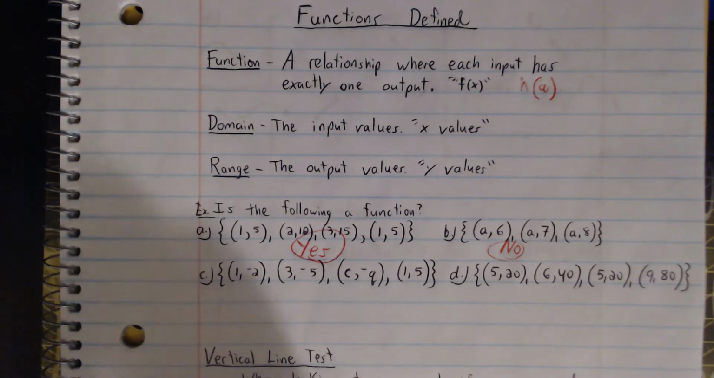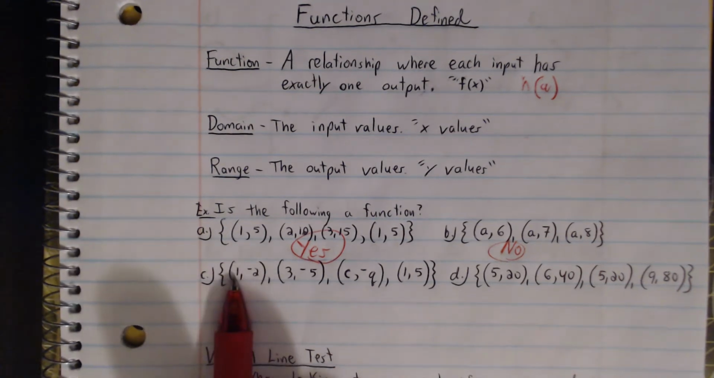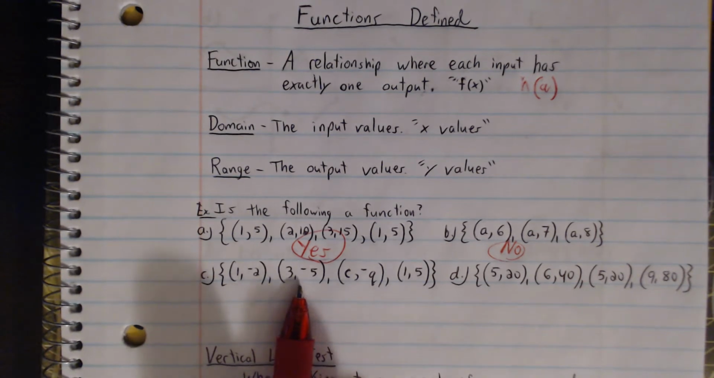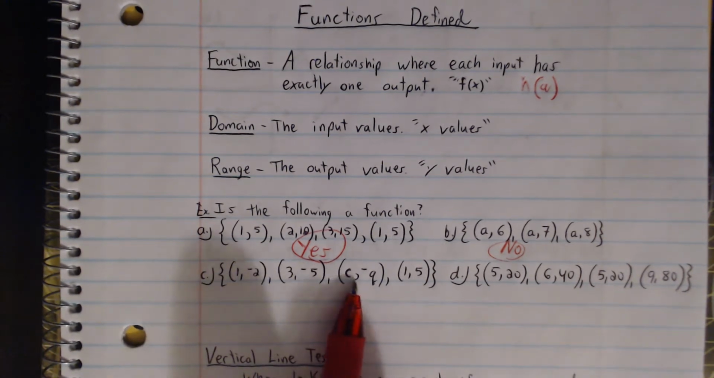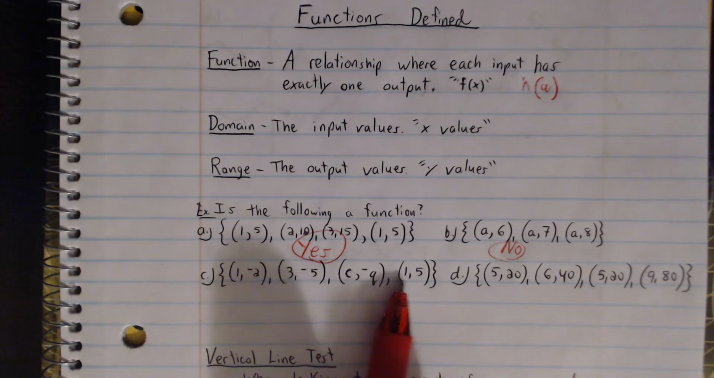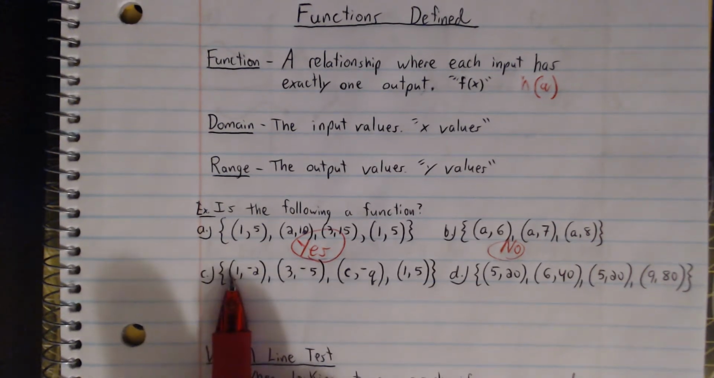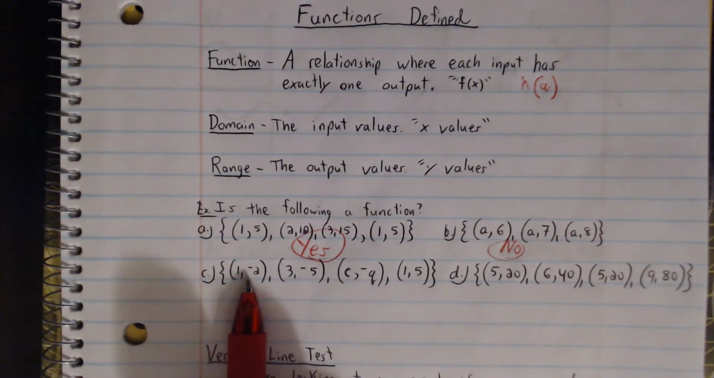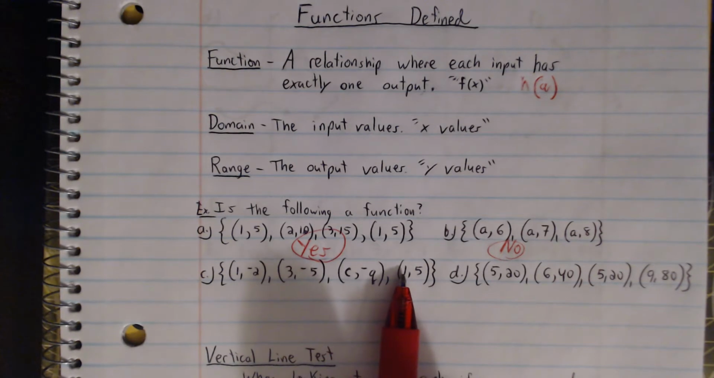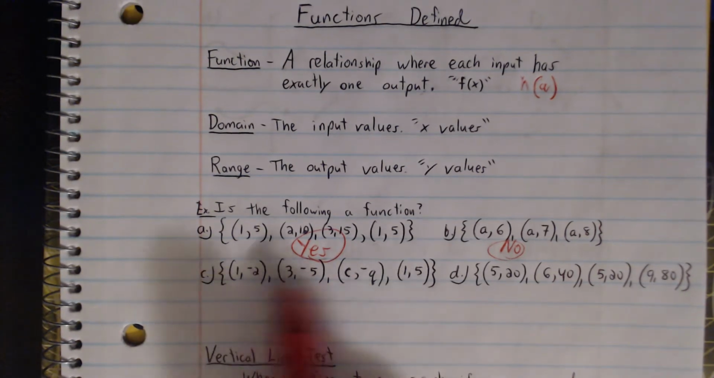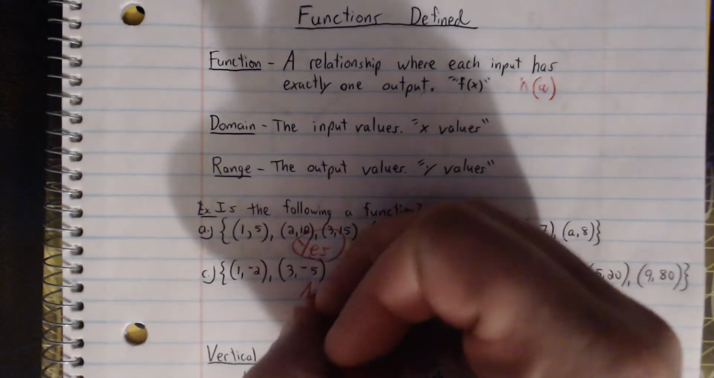Alright, let's check it out. So here we plug in 1, we get -2. Plug in 3, we get -5. Plug in c, we get -q. Plug in 1, we get 5. There's the problem. We plugged in 1, we got -2. We plugged 1 in later on, we got +5. These don't match. No way is this a function.